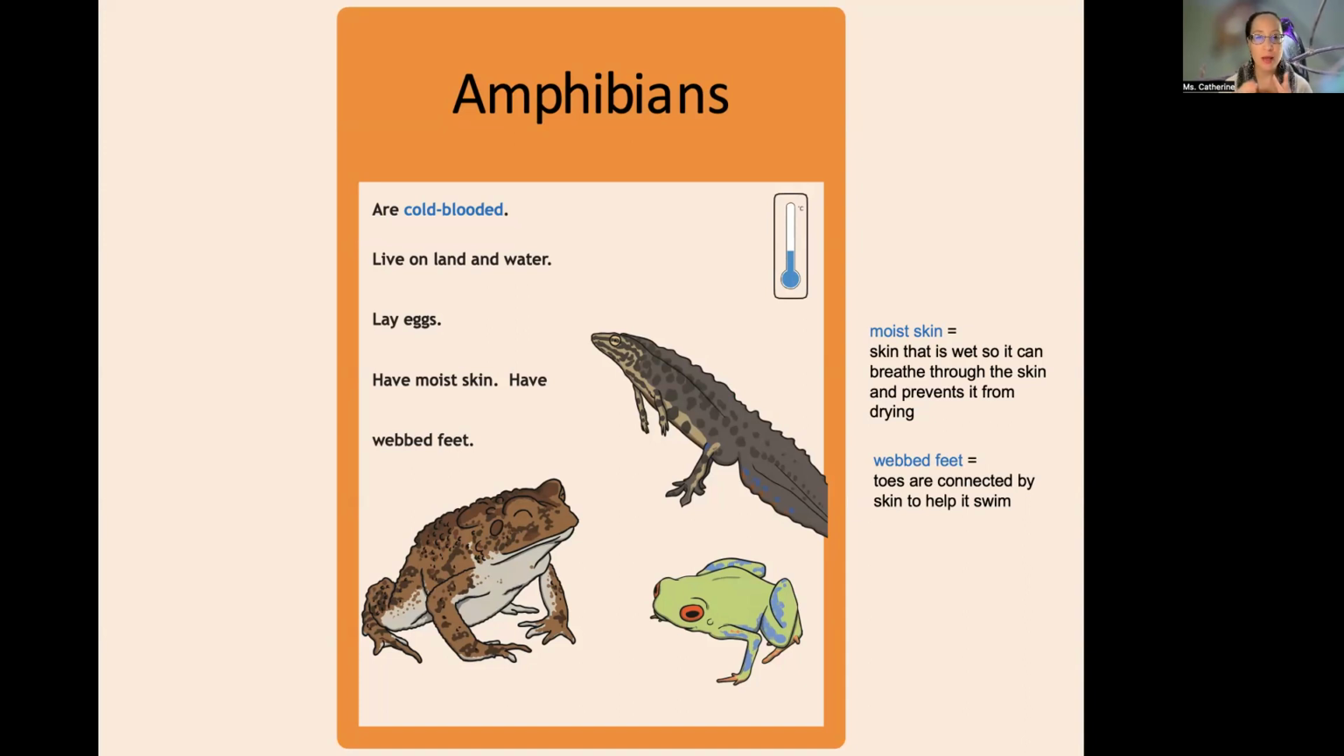They also have webbed feet. Okay, you notice here they have webbed feet. See, it's all webbed. So webbed feet are toes that are connected by skin to help it swim. So do mammals have webbed feet? No. Okay.